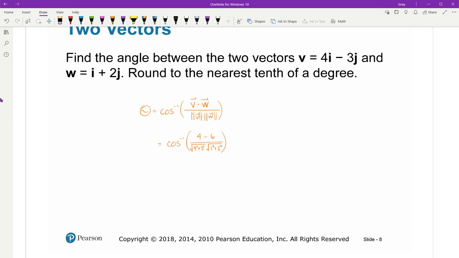Again, if you have a good one like that black one, or even the teal one will do it, that has a horizontal fraction bar, then you should be able to put that in one fell swoop and not mess up on any calculations in between. And you will find out that theta is 100.3 degrees.